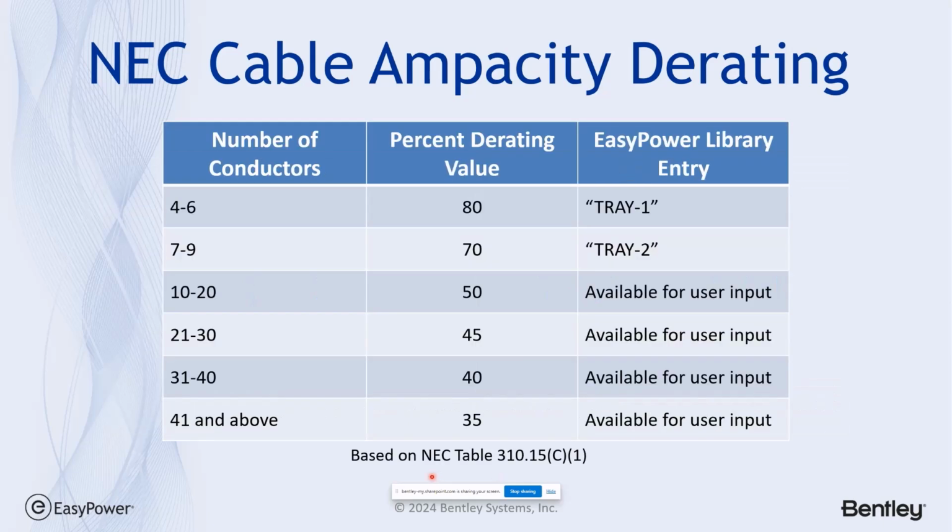Reproduced here is NEC table 310.15C1 from Article 300. These derating values are for applications where there are more than 3 current carrying conductors, such as in cable tray installations commonly. The percent derating values are shown here. For derating, we provide 2 entries within the EasyPower software labeled tray 1 and tray 2. Tray 1 is for up to 6 conductors, and tray 2 would be for up to 9 conductor installation. The table of derating factors in EasyPower also provides numerous entries where you can create user customizable inputs, which we'll show during the live demonstration, if you need higher cable fill deratings.